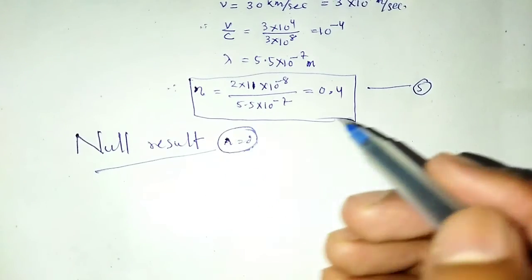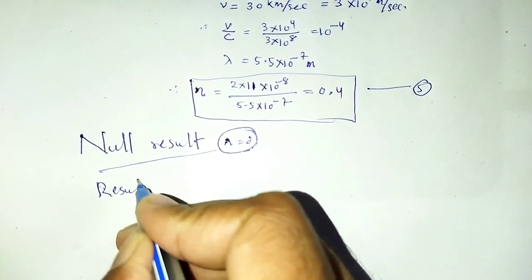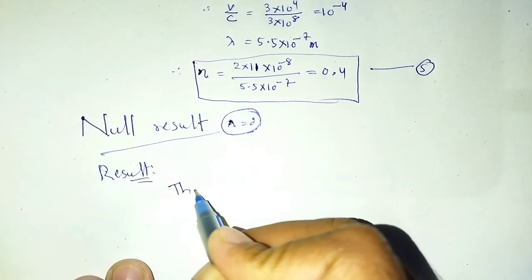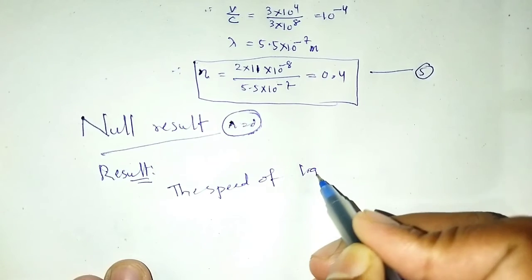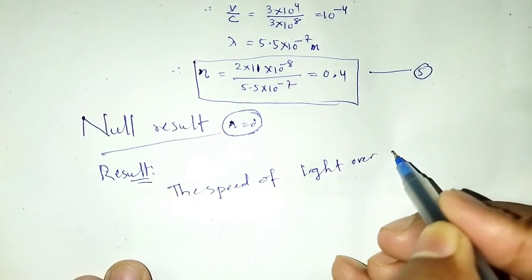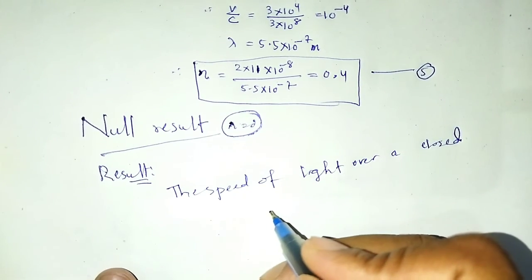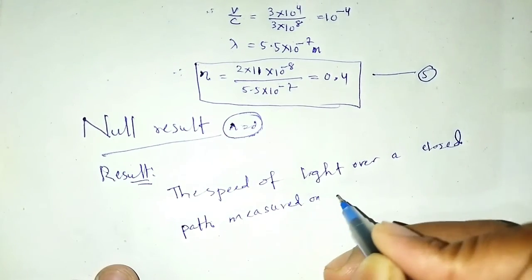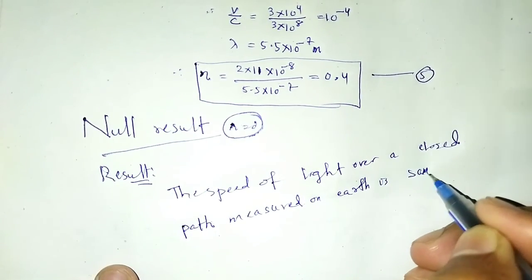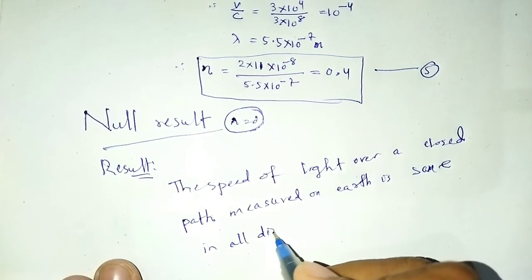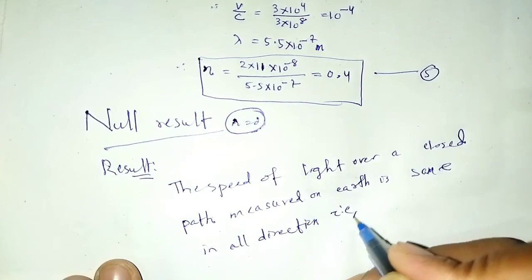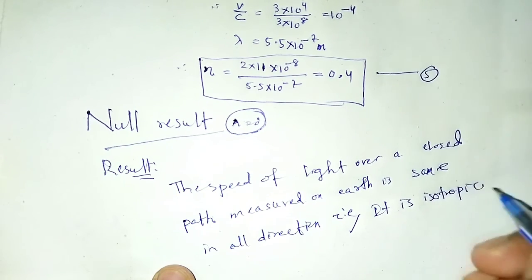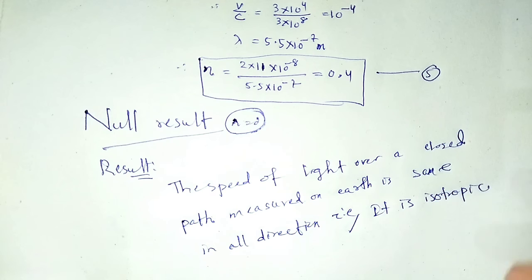But what is the outcome of the experiment? The result of the experiment: the speed of light over a closed path measured on earth is the same in all directions, that is, it is isotropic. There will be no such medium like luminiferous ether.